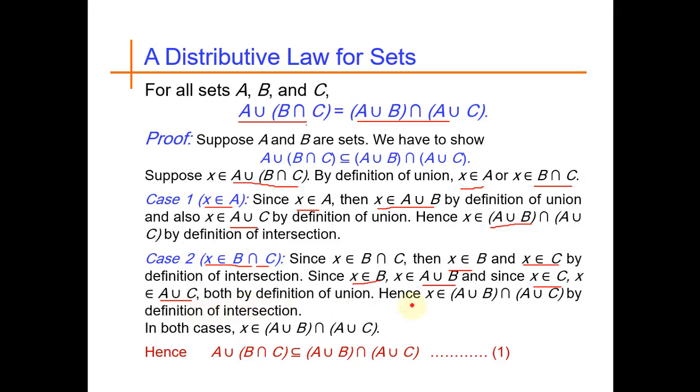So now we see that X belong to both A union B and A union C. So it must be contained in the intersection of both the sets, and hence we have shown that the left hand side is contained in the right hand side. तो इस तरीके से हम बता सके हैं कि A union (B intersection C) is a subset of (A union B) intersection (A union C).